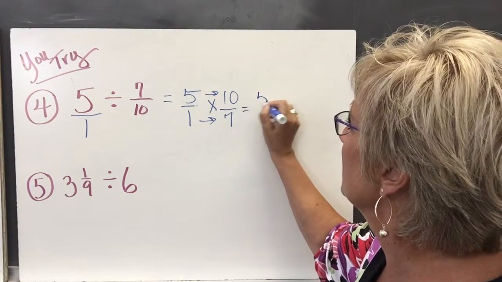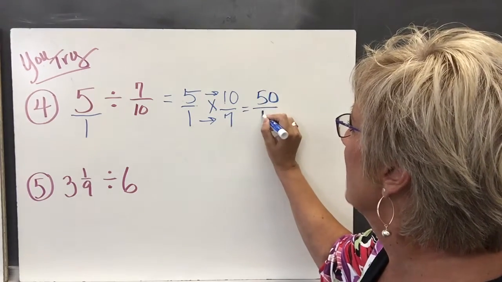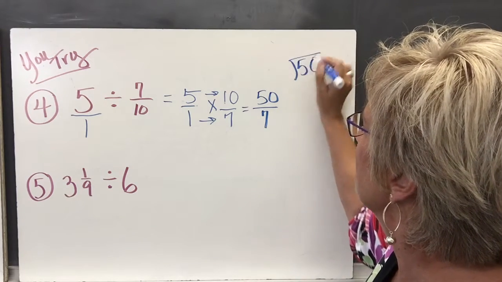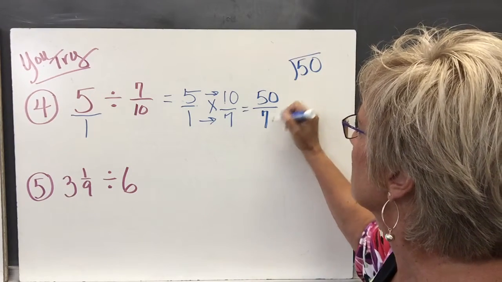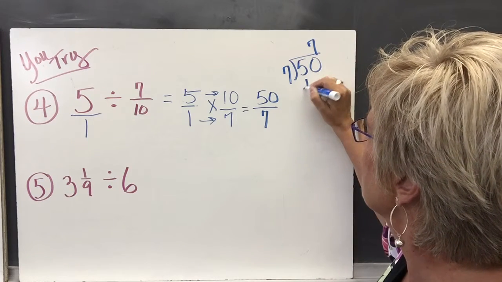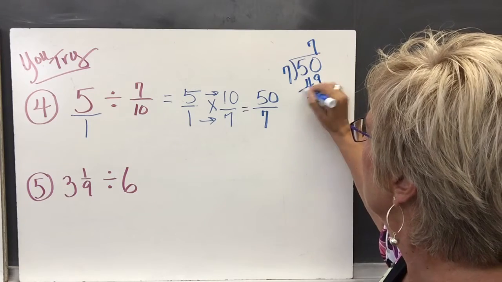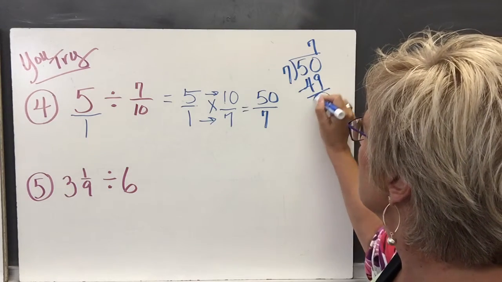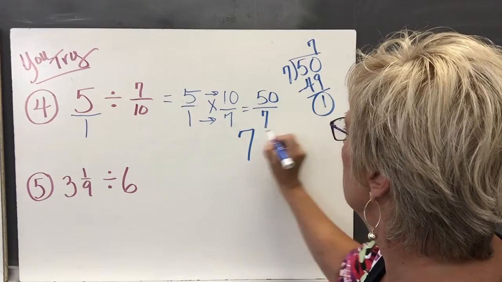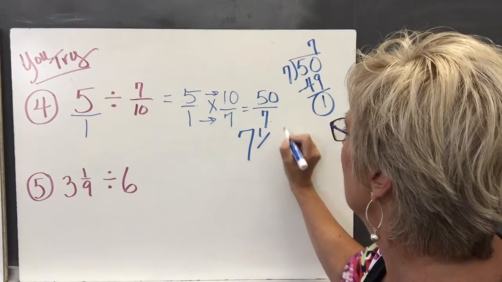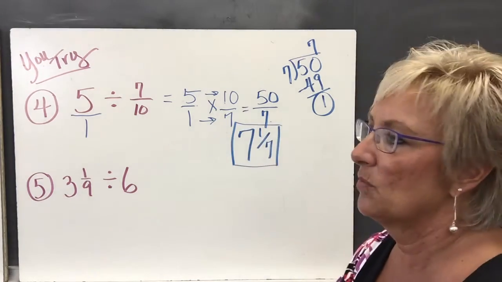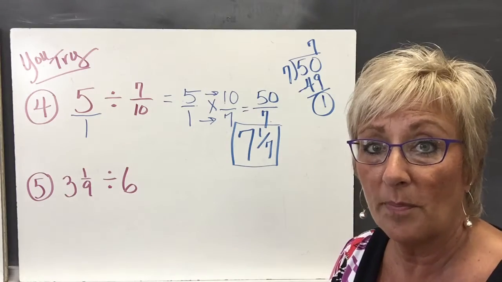5 times 10 is 50. And 1 times 7 is 7. And I'm going to come up here and I'm going to divide 7 into 50 because reading it is 50 divided by 7. And I know 7 will go into 50 7 times. 7 times 7 is 49, with 1 left over. This is my new numerator. 7 is my whole number. My new numerator is 1, and my 7 I'm going to keep as my denominator, and so my answer will be 7 1/7, and that is in simplest form.